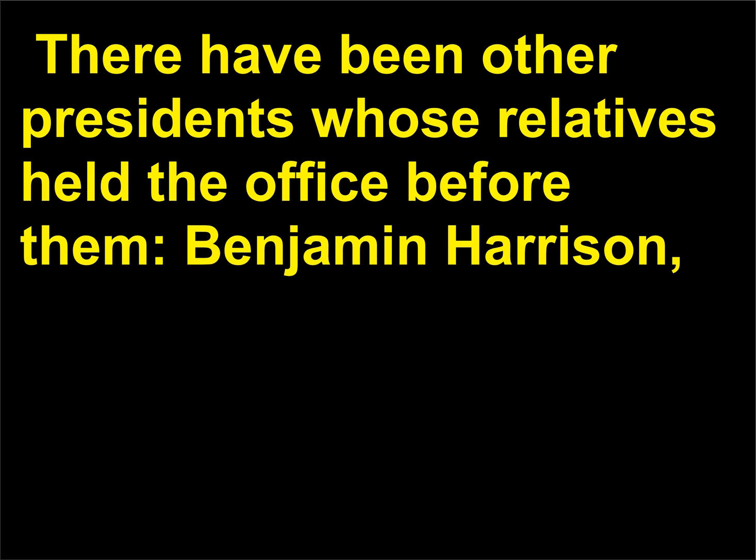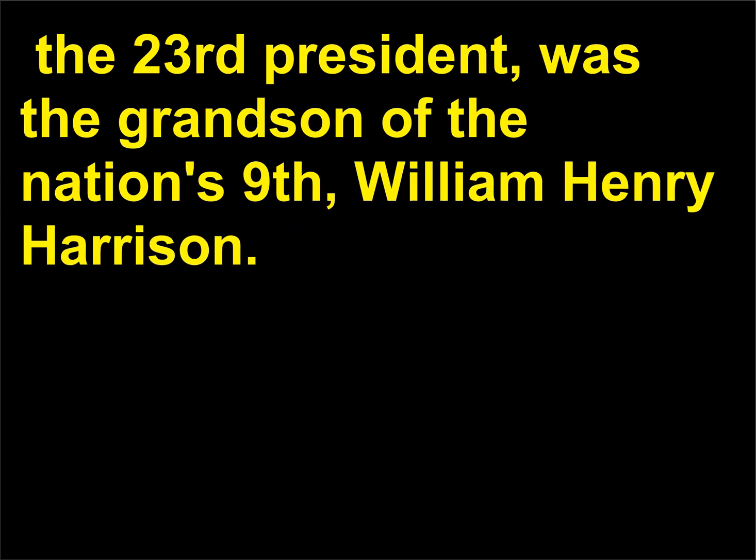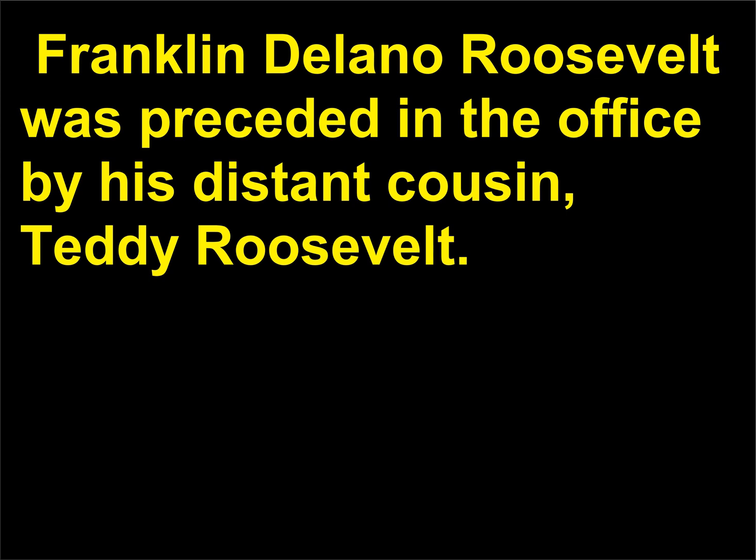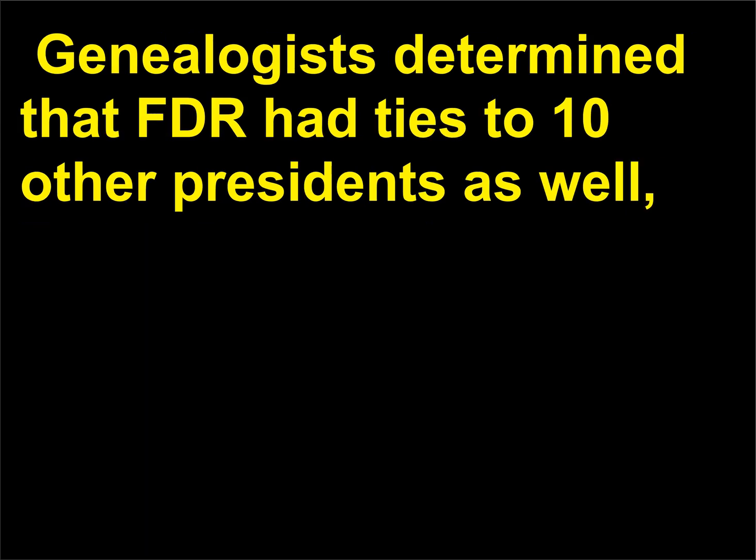There have been other presidents whose relatives held the office before them. Benjamin Harrison, the 23rd president, was the grandson of the nation's 9th, William Henry Harrison. Zachary Taylor, the 12th president, and James Madison, the 4th, were second cousins. Franklin Delano Roosevelt was preceded in the office by his distant cousin, Teddy Roosevelt. Genealogists determined that FDR had ties to 10 other presidents as well.